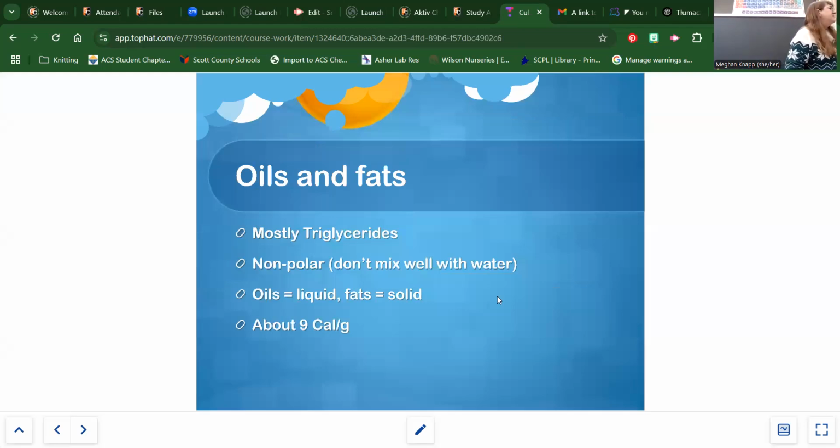All right, oils and fats. So oils and fats, we said, are mostly triglycerides. They're nonpolar. Nonpolar means it's not going to mix well with water. So another word for nonpolar is hydrophobic. So hydro means water, phobic means fearing. And the main difference between an oil and a fat is at room temperature, what's it doing? So mostly if it's a liquid at room temperature, we call it an oil. And if it's a solid at room temperature, we call it a fat.